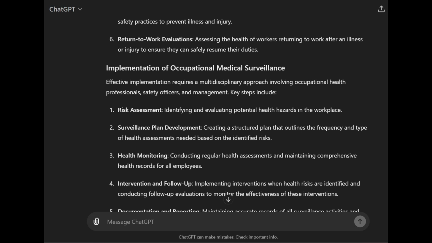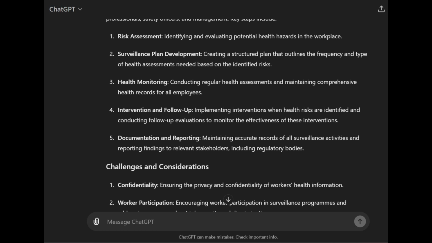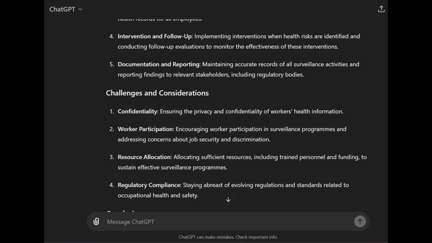2. Surveillance plan development, creating a structured plan that outlines the frequency and type of health assessments needed based on the identified risks. 3. Health monitoring, conducting regular health assessments and maintaining comprehensive health records for all employees. 4. Intervention and follow-up, implementing interventions when health risks are identified and conducting follow-up evaluations to monitor the effectiveness of these interventions. 5. Documentation and reporting, maintaining accurate records of all surveillance activities and reporting findings to relevant stakeholders, including regulatory bodies.